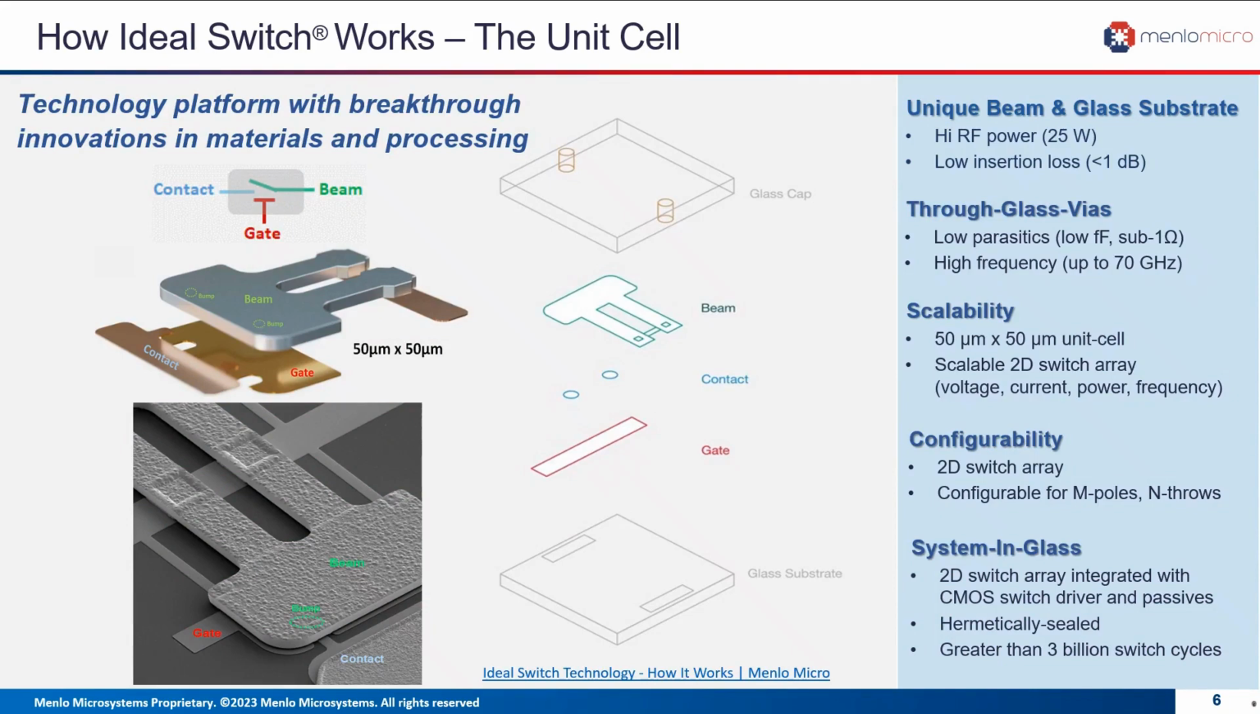Since the Ideal Switch unit cell is a normally open switch, actuating or closing it will require 90 volts DC applied to the gate pad through an electrostatic mechanism.